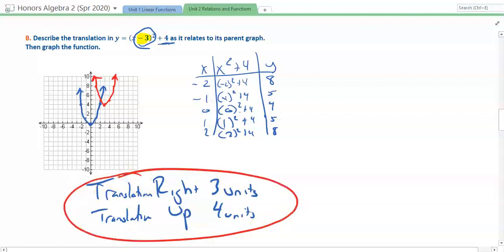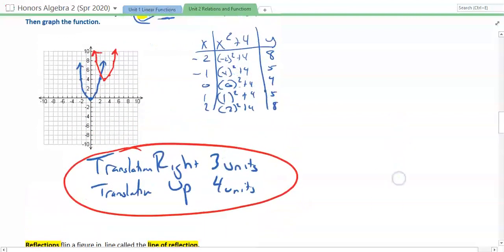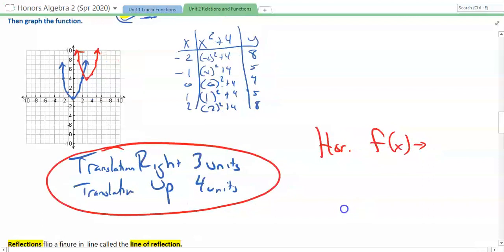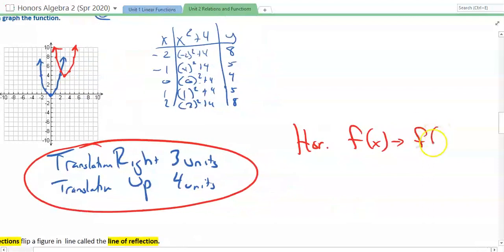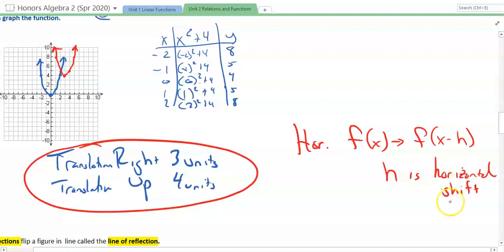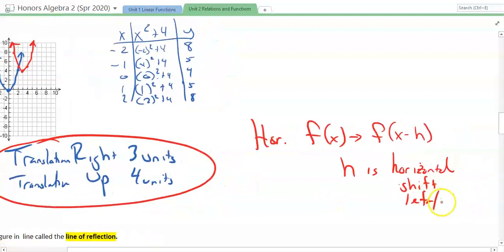So again, with translations, there are 2 rules that we need to talk about. When we talk about the horizontal, we're going to take our original function, and what we're going to see is f of x minus h, where h is the horizontal shift. Left or right.